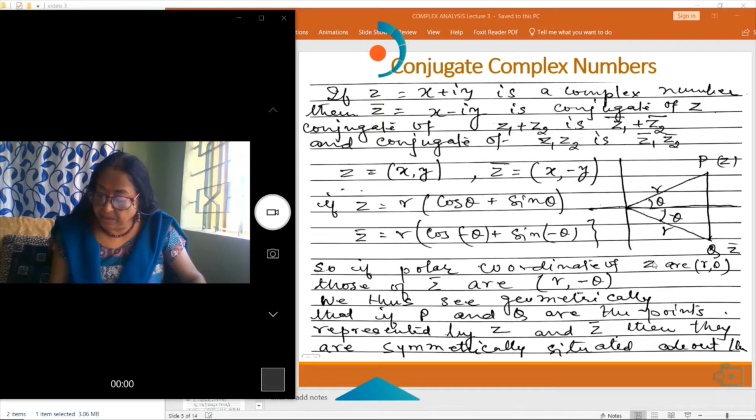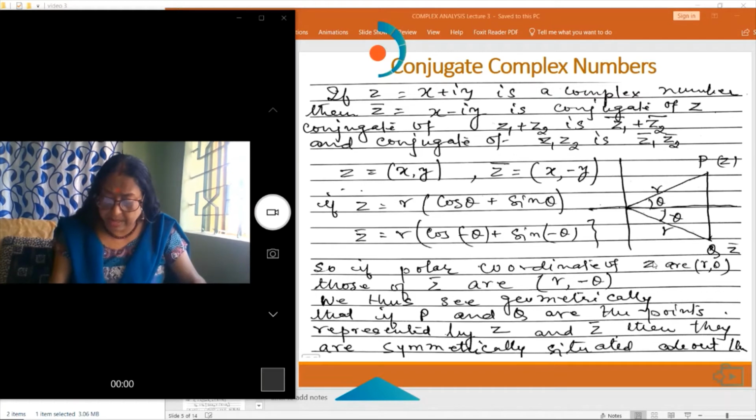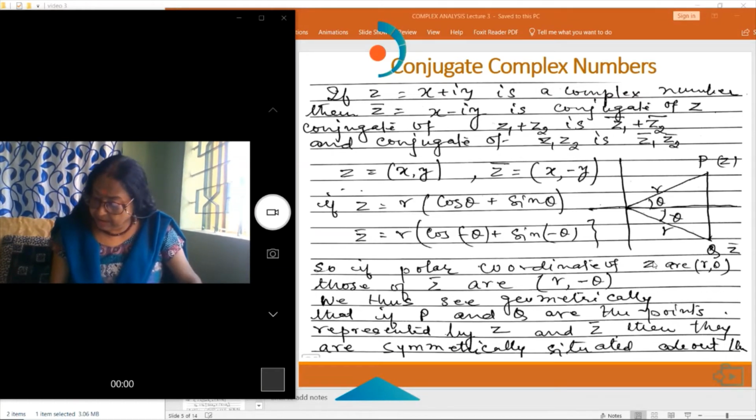Now z can be written as (x, y), then z bar is equal to (x, minus y). And if z is equal to r(cos theta plus i sin theta), then z bar is r(cos(minus theta) plus i sin(minus theta)). So the polar coordinates of z are (r, theta), and those of z bar are (r, minus theta).